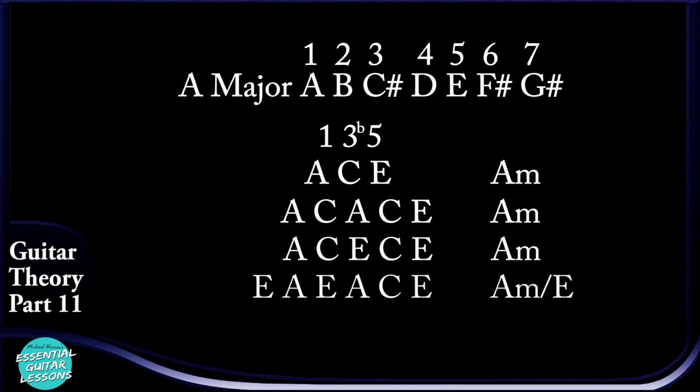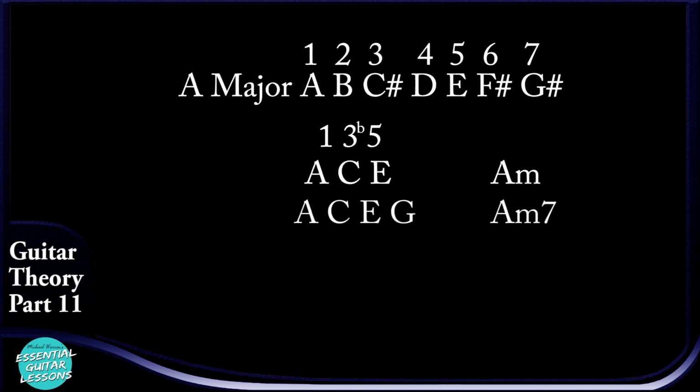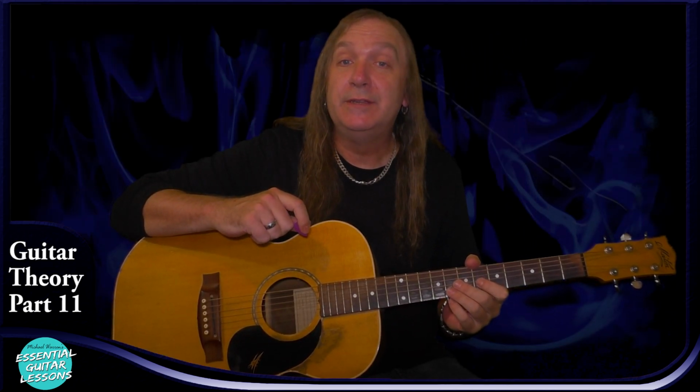What if I added a note? So let's do A, C, E, G. That would be called A minor 7, not A minor. If we leave out a note, it's no longer called A minor either. So it's the same as the majors. A minor chord must use the 1, the flat 3 and the 5, and the lowest note must be the 1. So that's the major and minor triads and all you'll need to know about these chords.